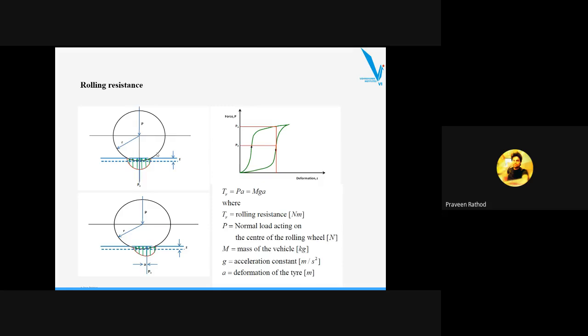Here you can see this figure. Whatever we have seen is due to the hysteresis force, that is P. For the same deformation Z of the tire material, the load during loading is greater than during unloading. Hence the hysteresis causes an asymmetric distribution of the ground reaction forces. You can see this is a force P1 and this is P2. This path it takes while loading and this path it takes while unloading. So you can see the load during unloading and the load during loading.